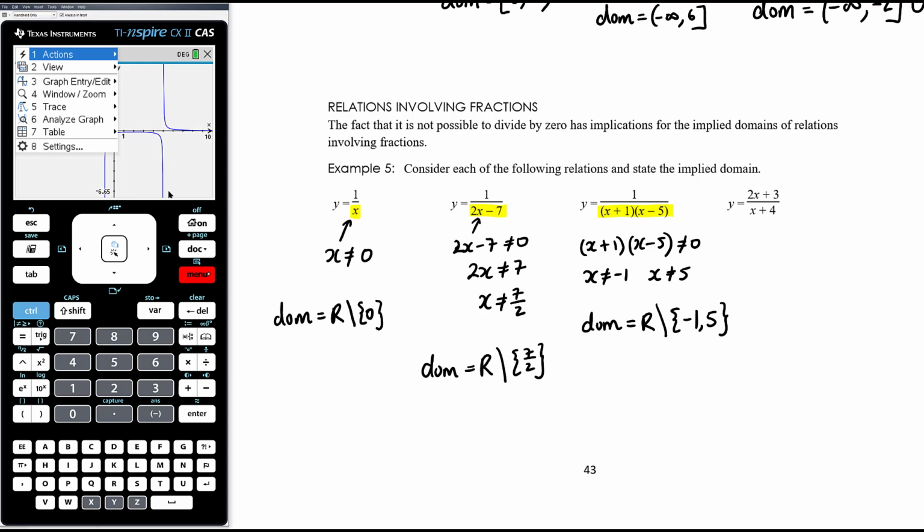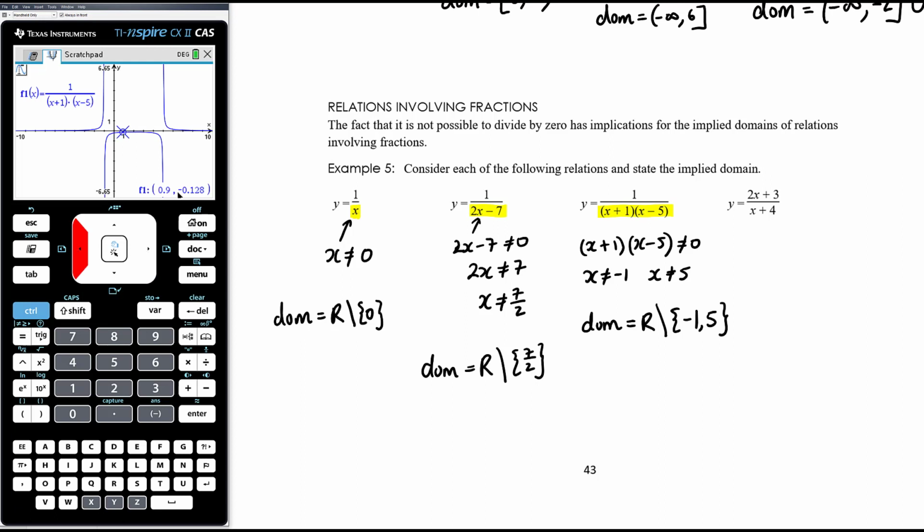So if we go to menu, analyze graph, no, sorry, not analyze graph, 5, which is trace, and 1 for graph trace, that puts a cursor on the graph. You can scroll around the graph, the coordinates of the point are sitting down here in the bottom right of the screen. You can also jump to any point on the graph.